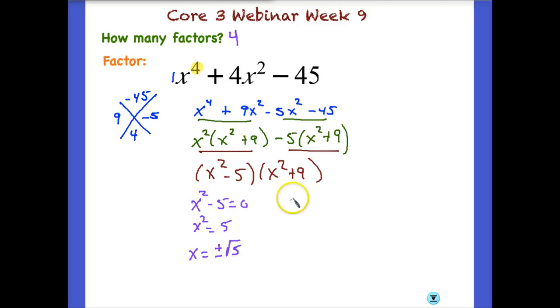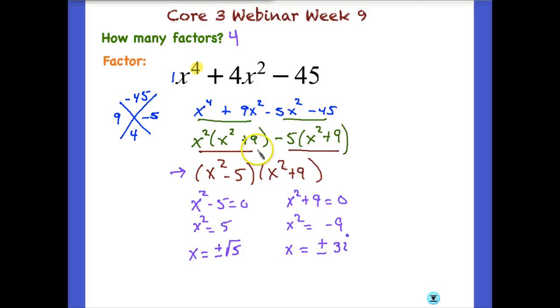And then on this one, we have x squared plus 9 equals 0. So x squared equals negative 9. When I take the square root, I'm going to get plus or minus 3i. Okay, so I have 2 x's here, I have 2 x's here, for a total of 4 roots. I can check my factoring right here. I have 2 x's here, 2 x's here, so I have 4 factors, and that's how many I needed, 4. So I'm in good shape.